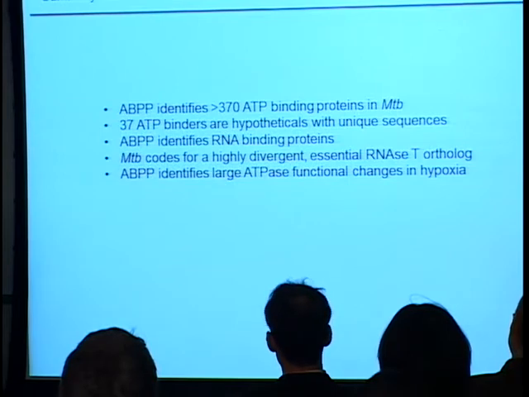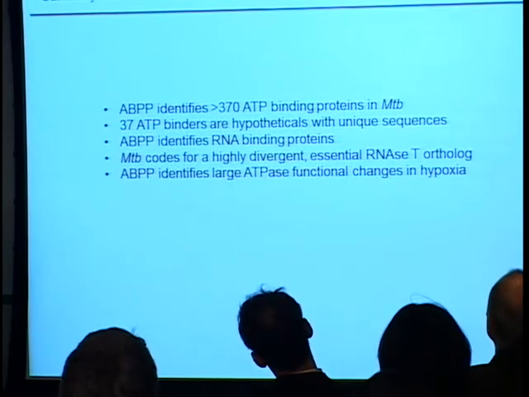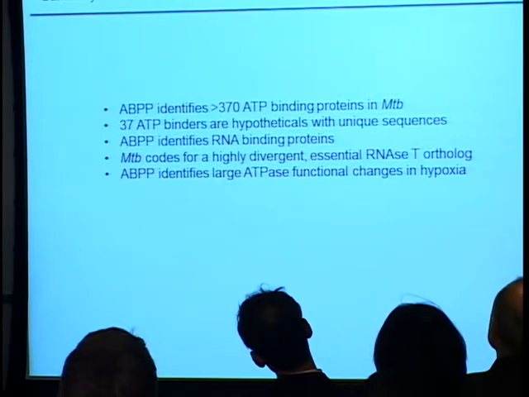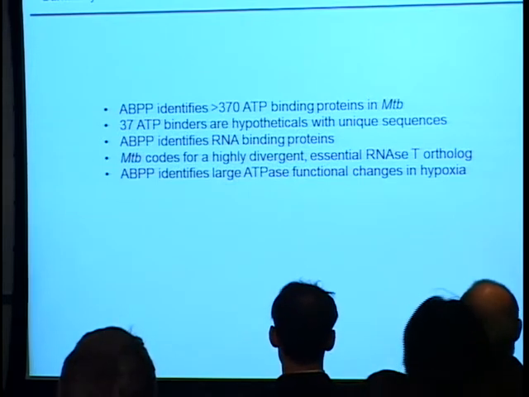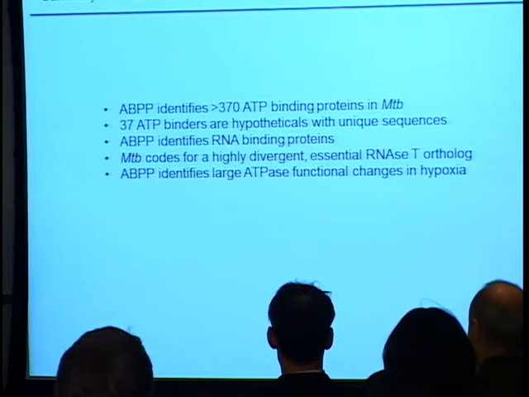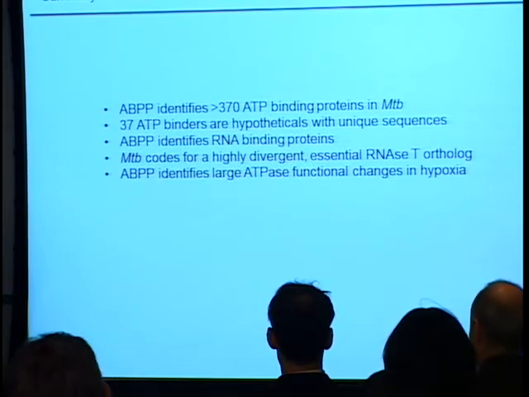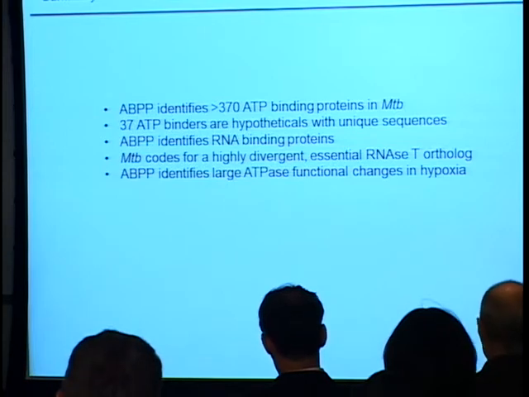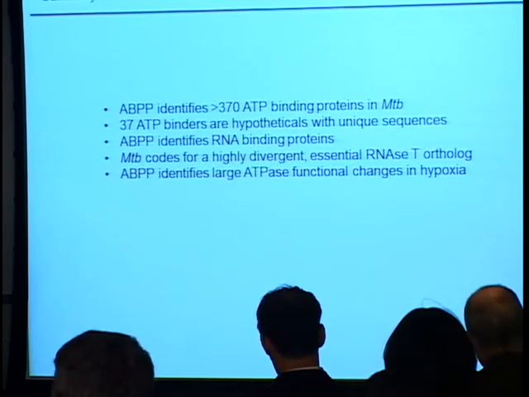So to summarize, we identified over 370 new ATP binding proteins in TB. Many of those are actually new with completely unique sequences. We identified an RNase that is very similar to an E. coli RNase T ortholog, and we're now working on defining these ATPase functional changes we see in the hypoxia model.